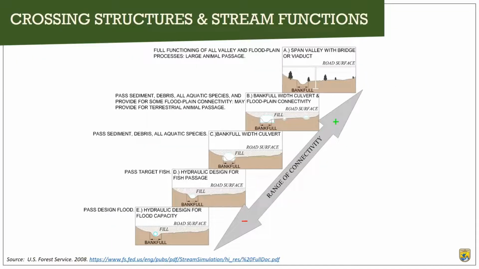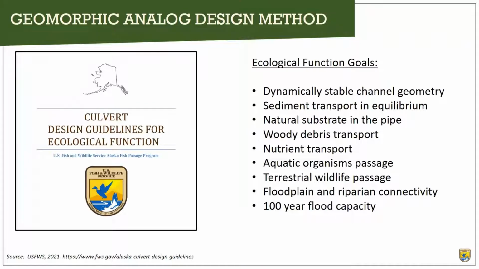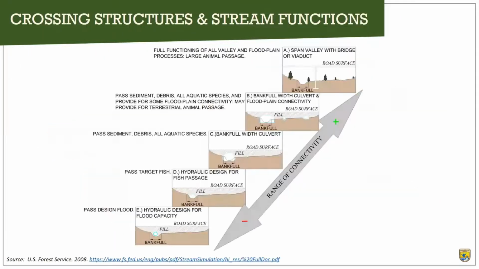And I want to mention about these guidelines that we consider these a living document, and we plan to update them as we monitor and learn from the culverts that we are restoring using these guidelines. So we know that the goal of increasing stream function means that we must pay attention to geomorphology and floodplain connectivity. That means we're going to be in these panel B and panel C. We're going to pass sediment, debris, and all aquatic species. We're going to provide for floodplain connectivity where possible, and terrestrial animal passage where possible.